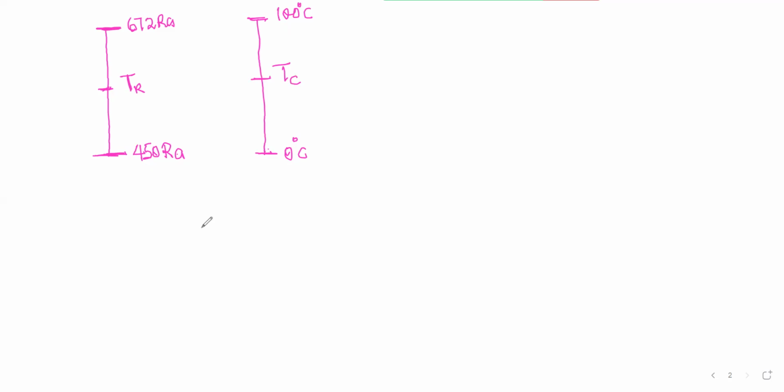So we can use this to derive that relationship. For any two temperature scales, if I subtract the lower fixed point from the upper fixed point, and then divide by the unknown temperature minus the lower fixed point, please let your R be a subscript, just to distinguish R from C. So T subscript R minus 450 must be equal to the same 100 minus 0 over T C minus 0.